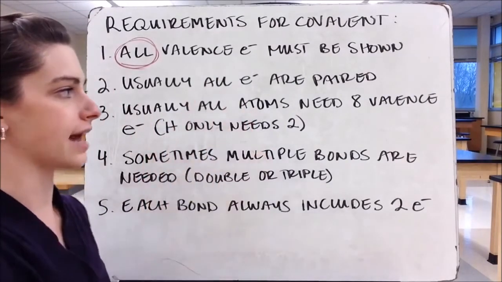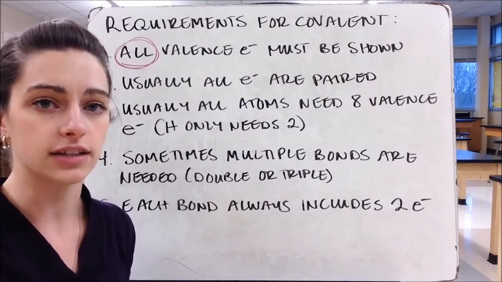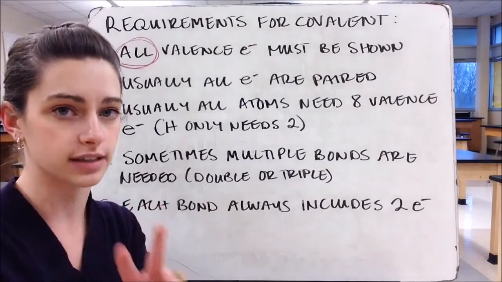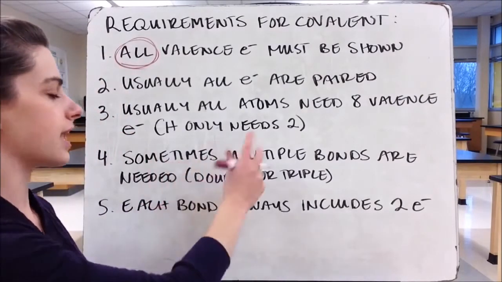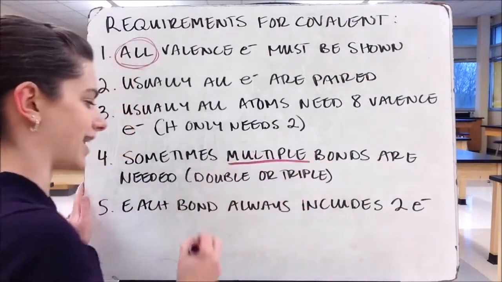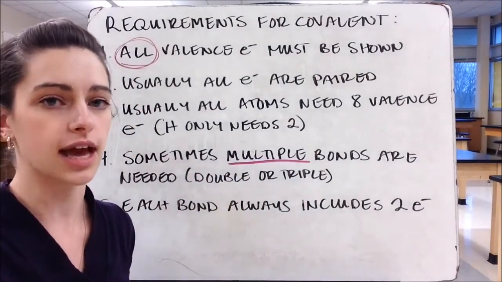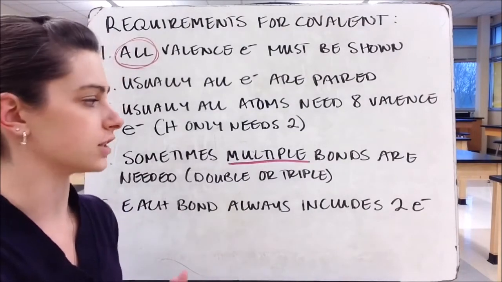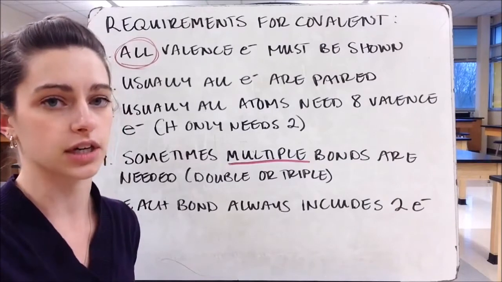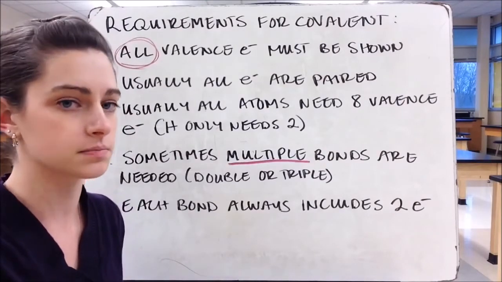Usually, all atoms need 8 valence electrons. The main exception that we're going to see is hydrogen. Hydrogen only needs 2 valence electrons. Sometimes we can have what are called multiple bonds in order for everything to reach 8. So sometimes you'll have what's called a double bond or a triple bond, where instead of sharing 2 electrons, 2 atoms are going to share 4 or 6 electrons by having multiple bonds.